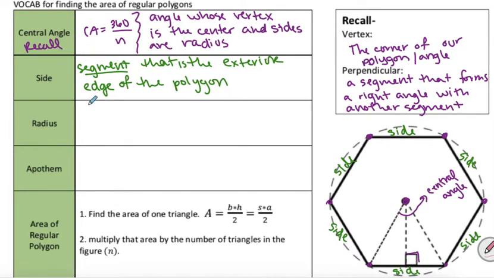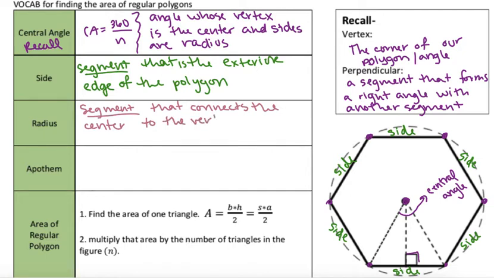And then when we look at a radius, this is also another segment that connects the center to the vertex of the polygon. So this is a radius that's been drawn in, and so is this over here. And if I drew in another one, this would be another one, and another. There are also 6 radii here: 6 sides, 6 vertices, 6 radii.